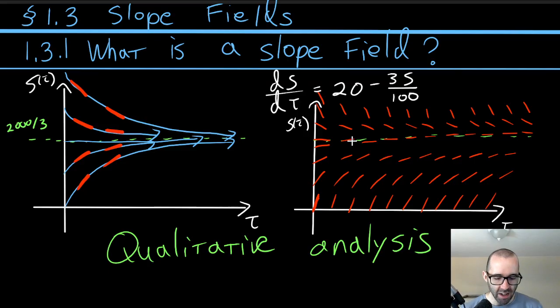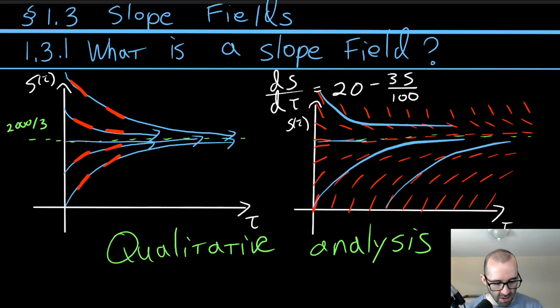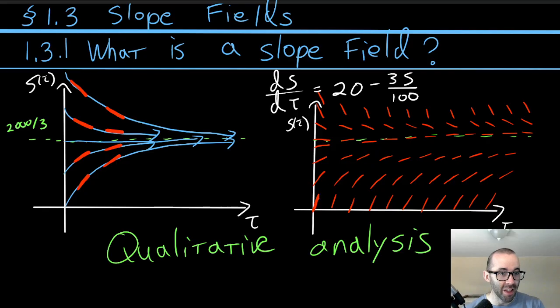And you can see that we can plot what we think might be different solutions by following these curves. If we follow these little mini tangent lines, we're going to get different solutions to this equation. In fact, following these tangent lines is going to lead us to a numerical method as well, called Euler's method, that we get into in the next section. Okay? So this is the basic outline of what slope fields are.